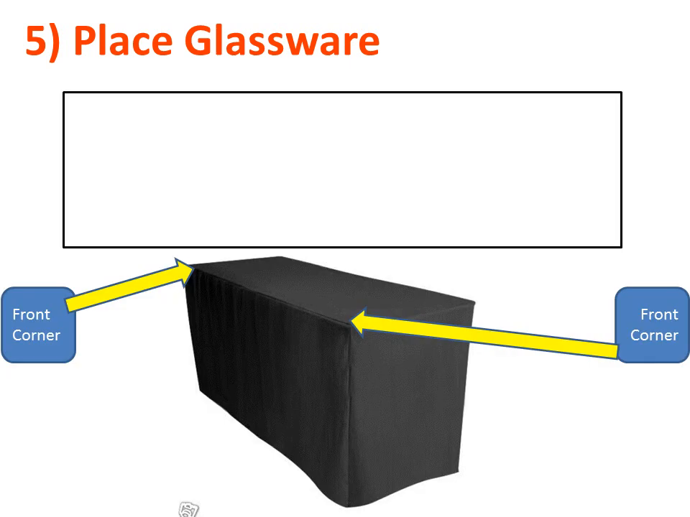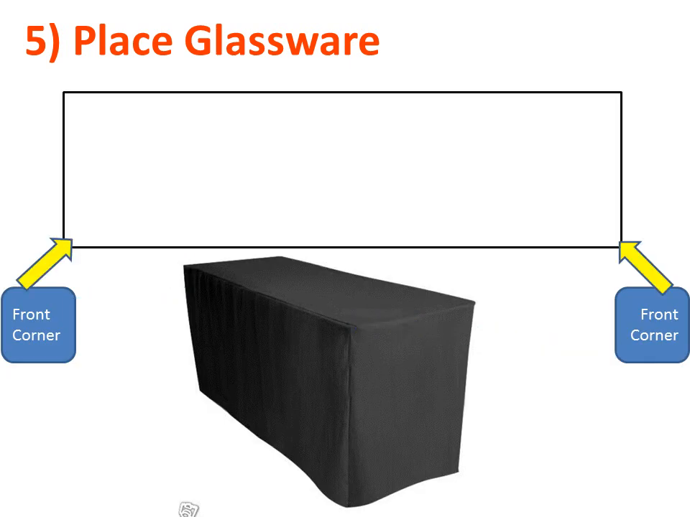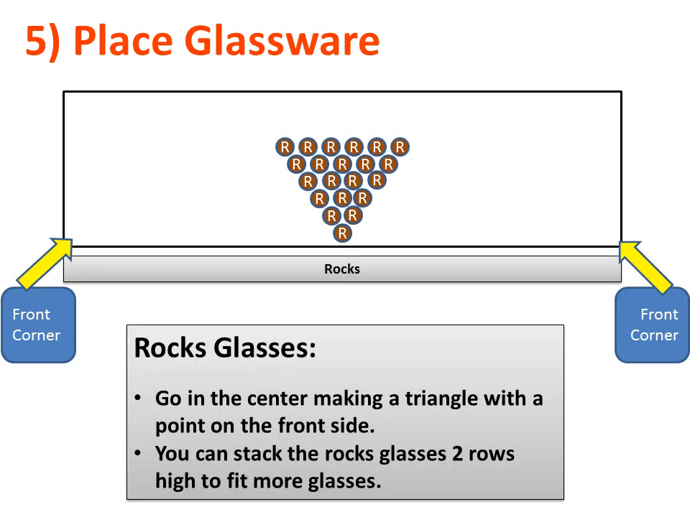To place glassware, we find the front center of the table. We start with rocks glasses. They go in the center, making a triangle with a point on the front side. You can stack the rocks glasses 2 rows high to fit more glasses. As a standard, glasses always go face up on the bar, unless the bar is outside. If the bar is outside, then glasses always go face down.